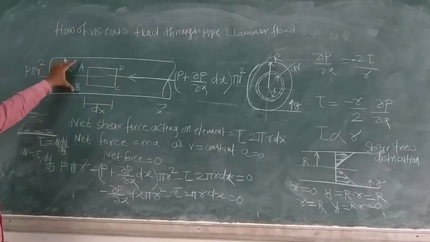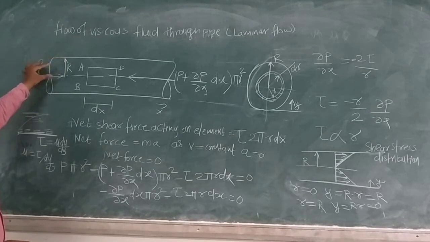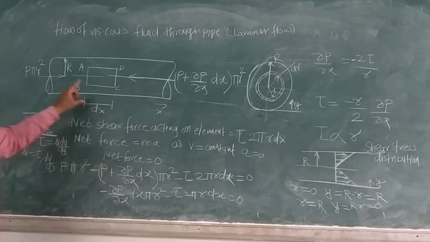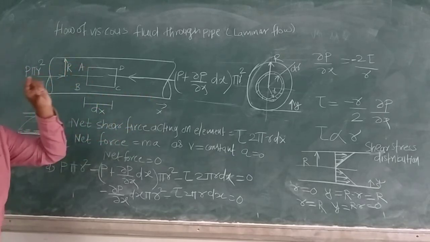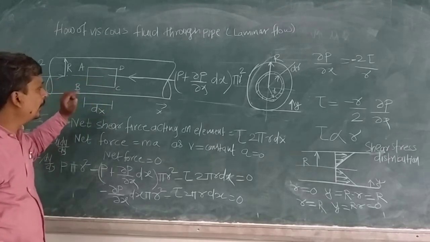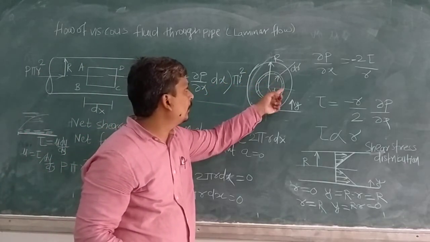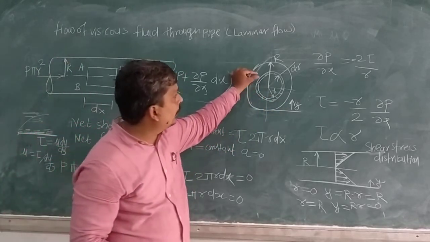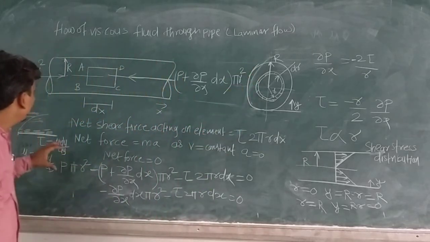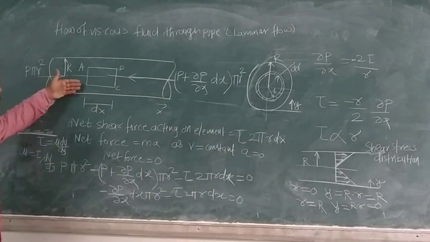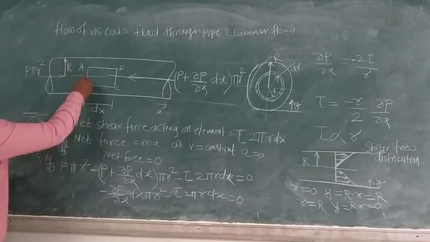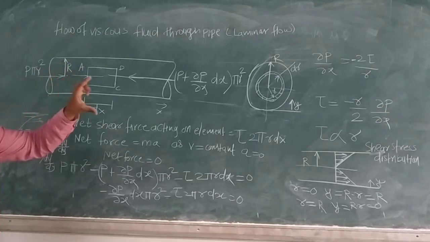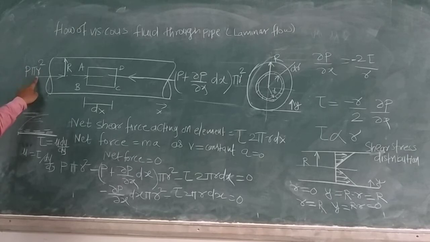Here we consider a pipe having radius capital R, in which fluid is flowing along the x direction. We consider a small fluid element A, B, C, D, and its representation in cross section is a fluid element of variable radius small r and thickness dr. As the fluid is flowing, there is some pressure acting on this fluid in the x direction. The force acting on this fluid element is pressure into area, so pressure P into area pi r square.